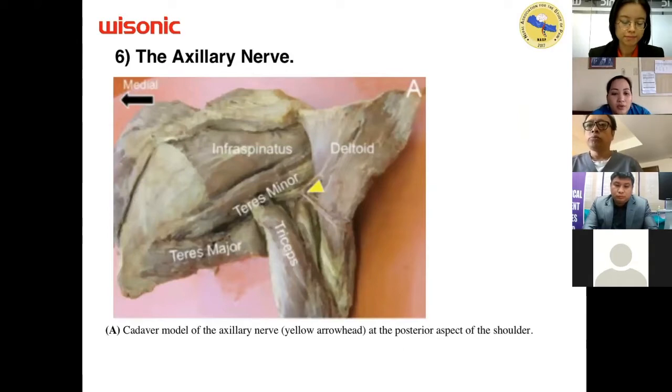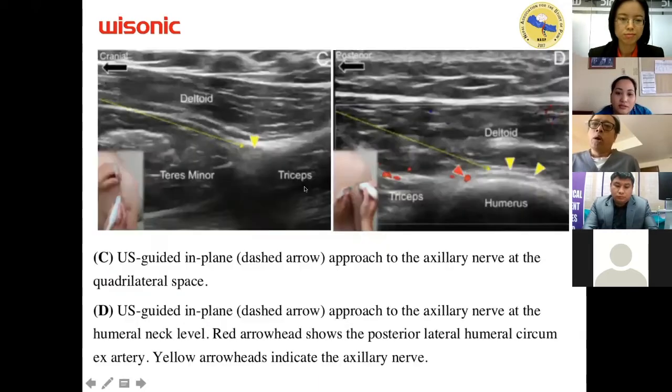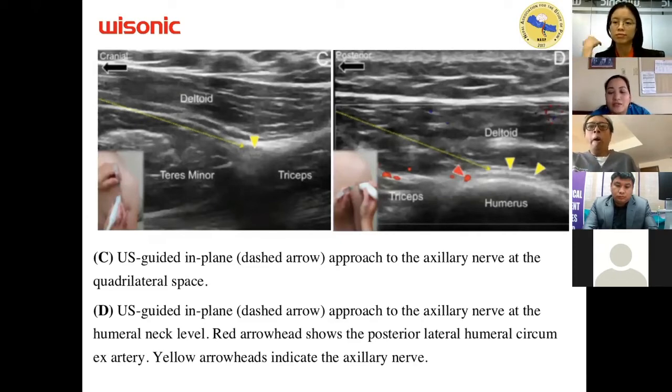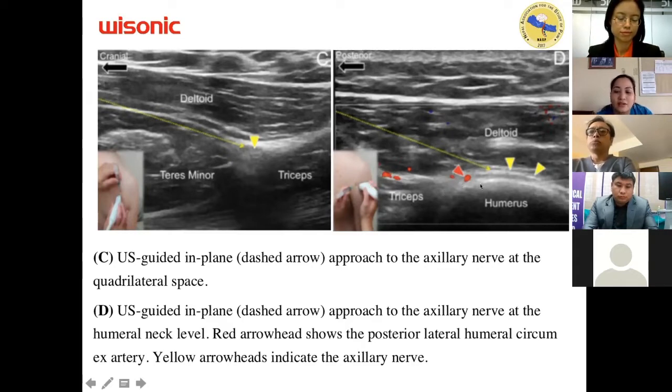So now we'll be talking about the axillary nerve. This is the cadaveric model where we can see the axillary nerve at the posterior aspect of the shoulder. The axillary nerve supplies sensation to the inferior and posterior part of the capsule of the glenohumeral joint. So if you want to control the pain in that area, you can do an axillary nerve block. This is an ultrasound-guided in-plane approach to the axillary nerve at the quadrilateral space. This is how you do it. And this is the ultrasound-guided in-plane approach to the axillary nerve at the level of the humeral neck.